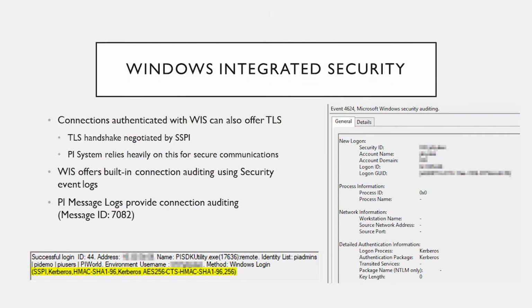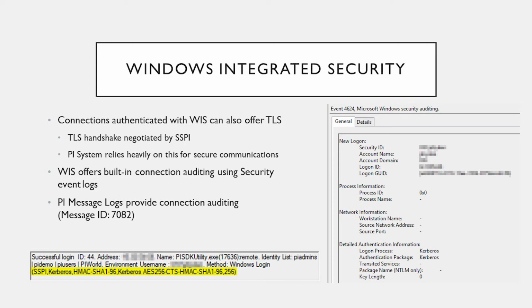As I mentioned, Windows Integrated Security, when securing connections, can also use TLS to offer secure communications. In the case of Windows Integrated Security, the handshake for TLS is performed by SSPI instead of the public key infrastructure. This form of secure communications is actually relied upon very heavily by the PI system. That's what we use for all of our secure communications to the PI Data Archive and PI AF server.